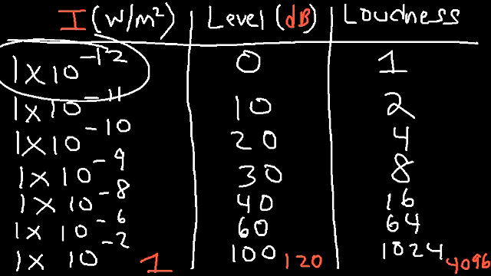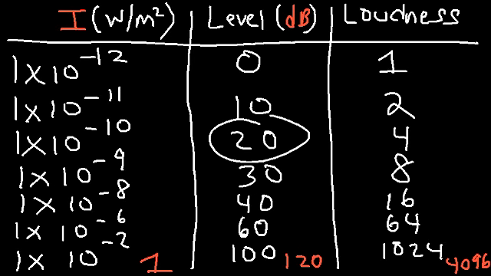So at this level, the threshold of hearing, you can barely hear the sound. At a sound level of 20, it sounds like a whisper. At a sound level of 60 decibels, that's the sound of ordinary conversation. 100 decibels is basically the loudness of a siren. And 120 is basically the threshold of pain. Beyond 120, sound is painful. It's too loud.